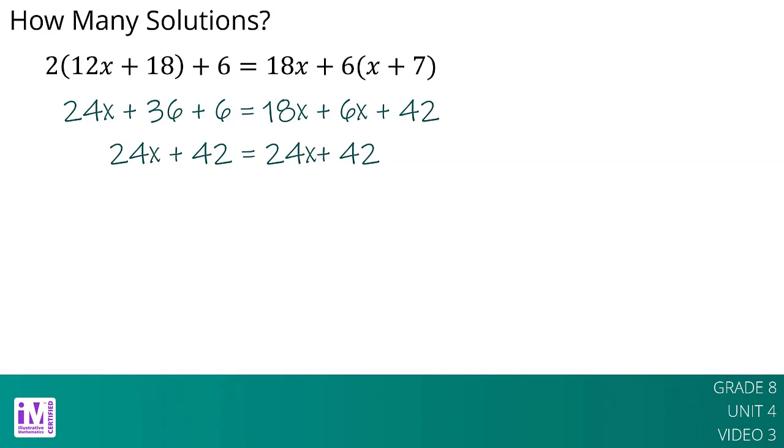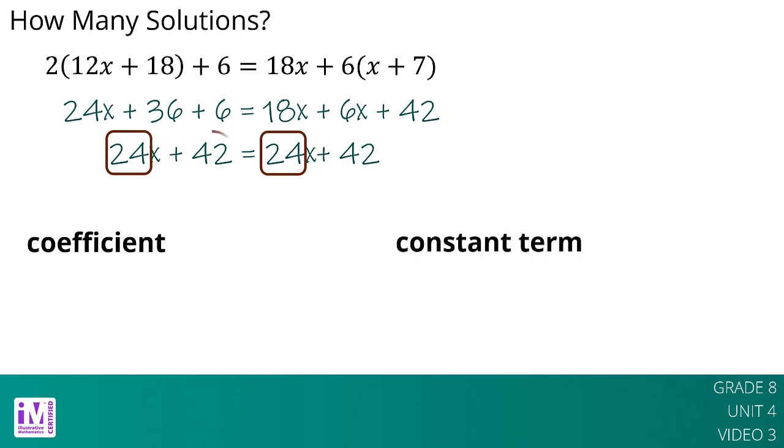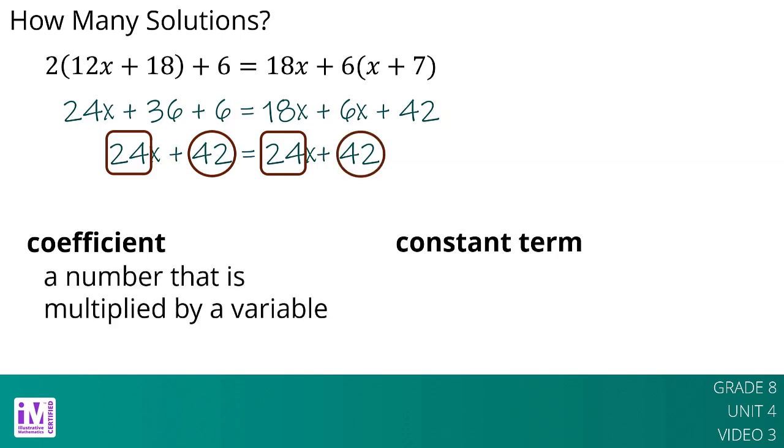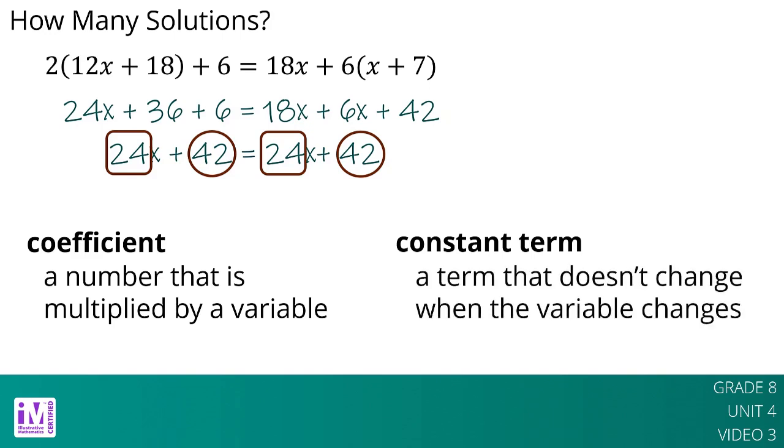Looking at these two expressions, we can see the coefficient of x on each side is the same number, 24, and the constant term on each side is the same number, 42. A coefficient is a number that is multiplied by a variable. A constant term is a term that doesn't change when the variable changes. Since the left and right sides of the equation are the same, we know that this equation is true for any value of x without doing any more moves.